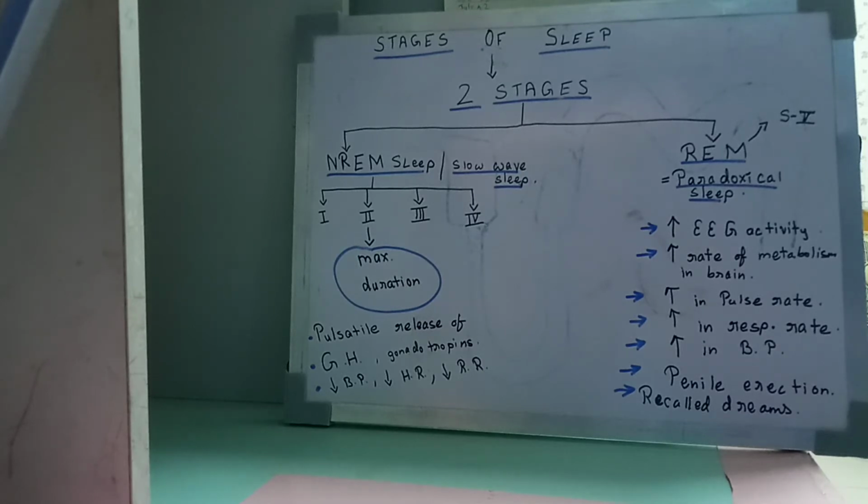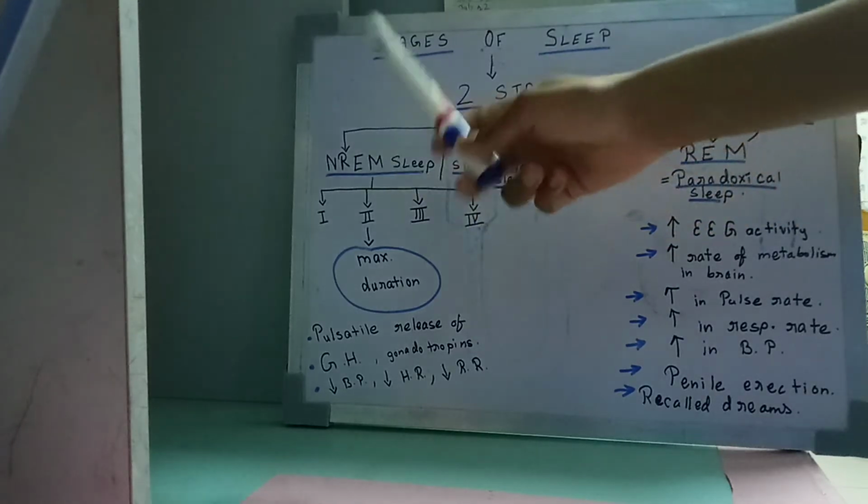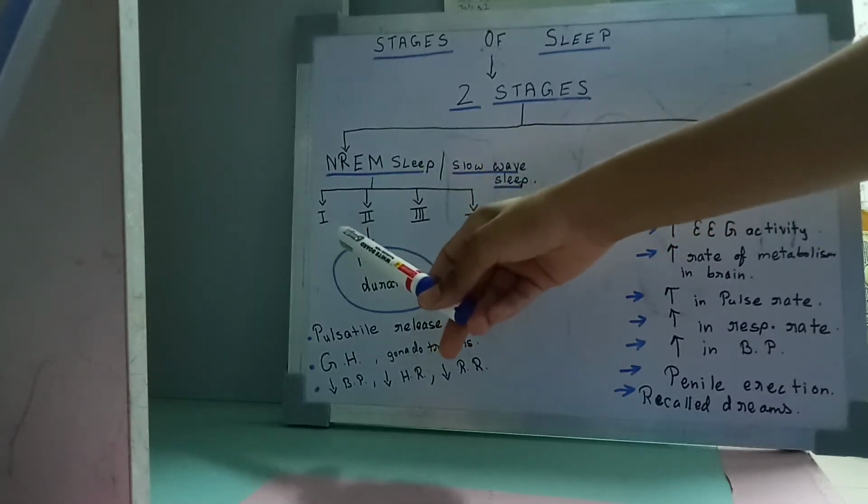Keep in mind the appearance, disappearance, dominance, predominance, or loss of the different waves which I'm going to speak about, because in MCQs they will just ask which stage has this wave, which stage has loss of that wave. So you just have to remember: stage 1, loss of alpha waves and predominance of theta waves.